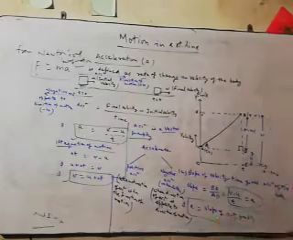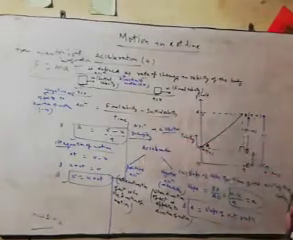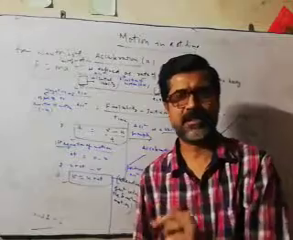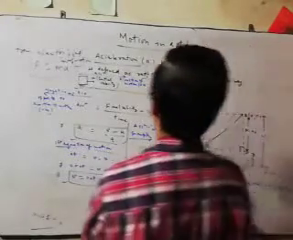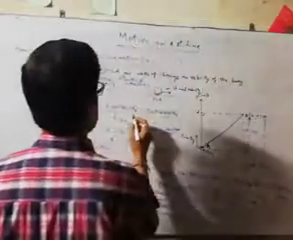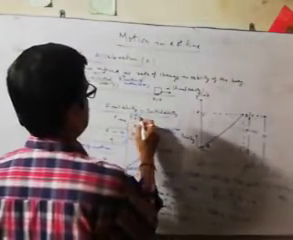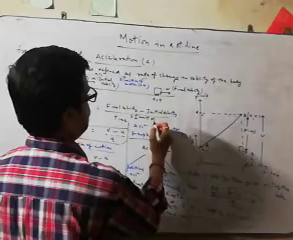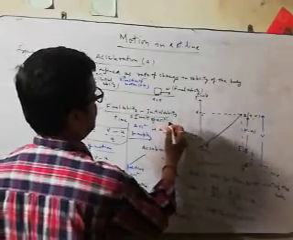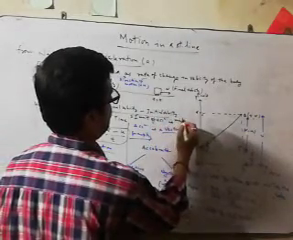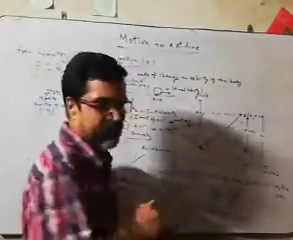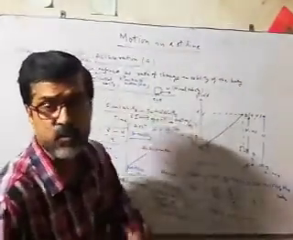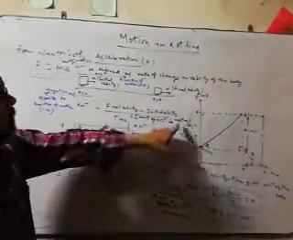Also one thing: the SI unit of acceleration. The SI unit of acceleration is meter per second square. From where does it come?